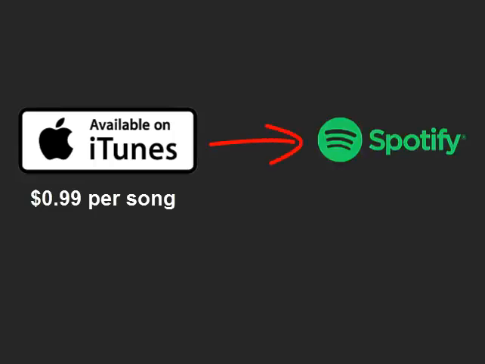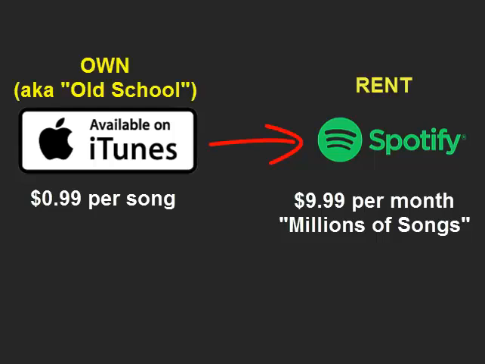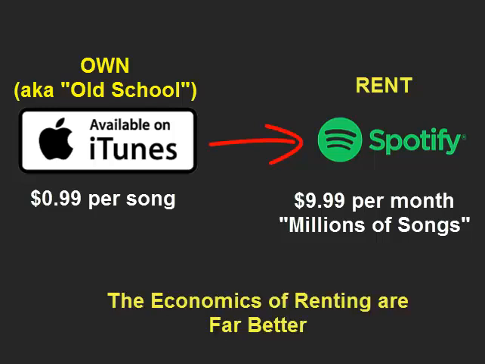You see a similar model with music, where a few years ago, people would buy 99-cent tracks from Apple iTunes, and now most people don't do that. What they do is they pay $9.99 or thereabouts and subscribe to a service like Spotify or Apple Music or Google Play Music, and you get millions of songs for one flat all-you-can-eat price.